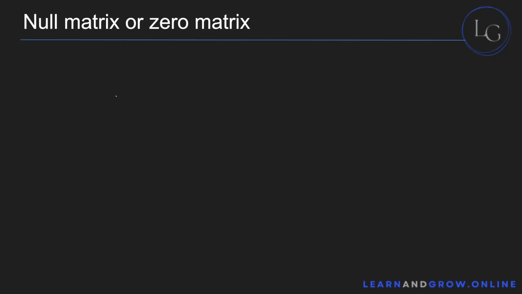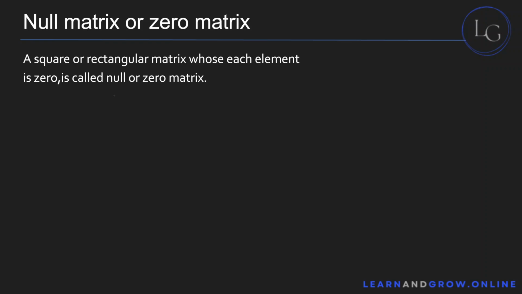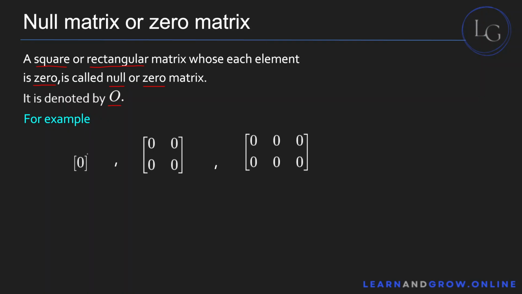Null or zero matrices. So basically, any square or rectangular matrix in which all the elements are zero is called a null or zero matrix. That's about it really. It is denoted by this big O, and here are some examples. See this matrix here? It is a 1 by 1 square matrix, and the only element in it is 0. So this is a null or zero matrix.